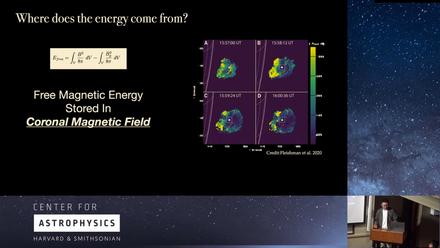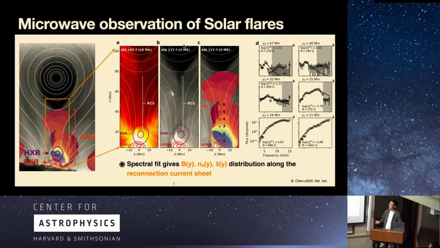So we have 2 keywords, the accelerated particles and the coronal magnetic field, and that's why solar radio people love microwave observation. So here is an example of the microwave observation of solar flares. The observation you are looking at, those colored contours, are the imaging spectroscopy from microwave emission, and the red are the low frequencies, and the blue are high frequencies.